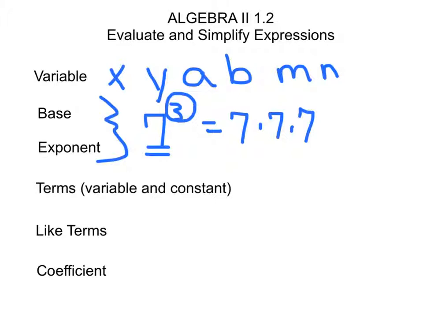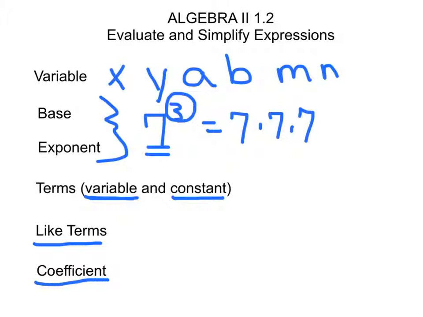Okay, now we're going to talk about terms. There are two kinds of terms. We have variable terms and we have constant terms. Again, a variable term must have a letter of the alphabet, a variable, in it. And a constant term is a constant. It's a number that doesn't change. So it is truly a number, 1, 2, 3, 4, something like this. Okay, like terms. Like terms are terms that have exactly the same variable and exactly the same exponent. And a coefficient is a number that precedes a variable.